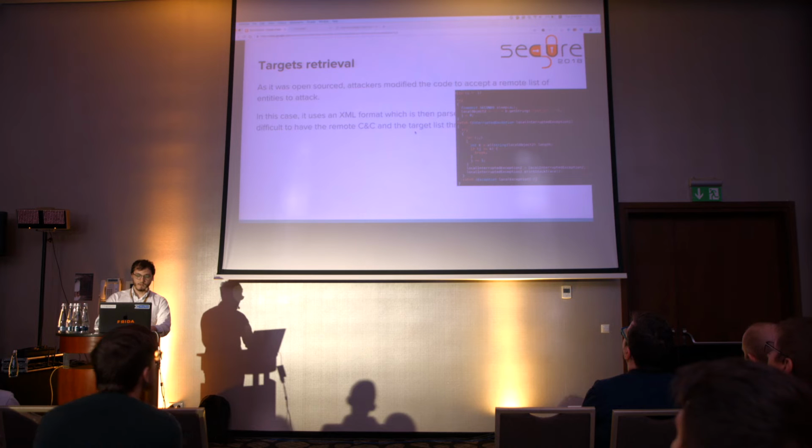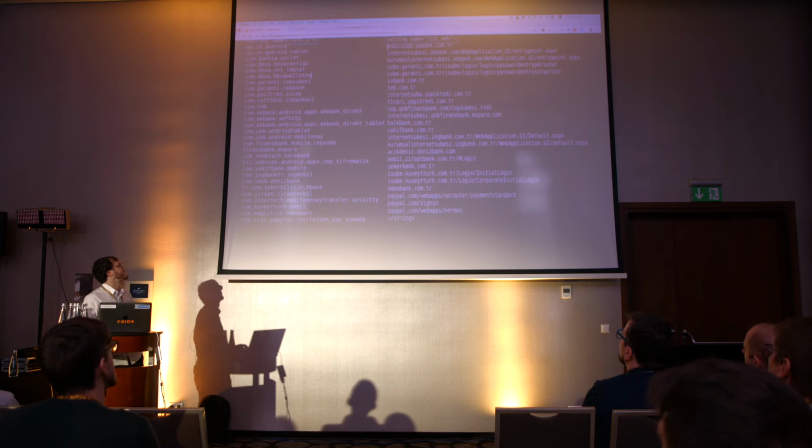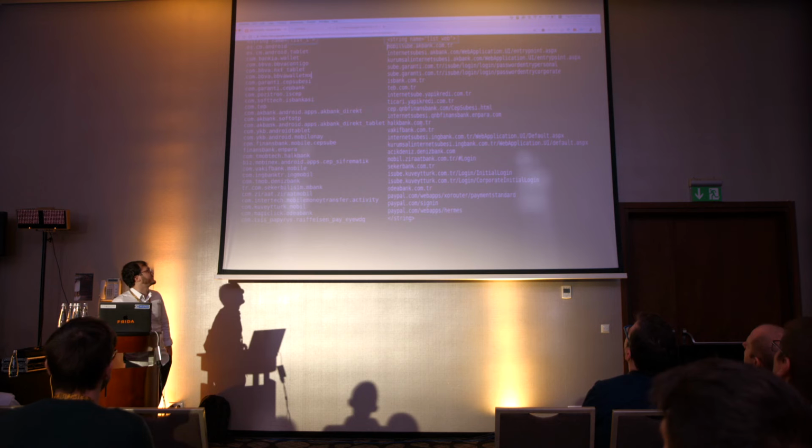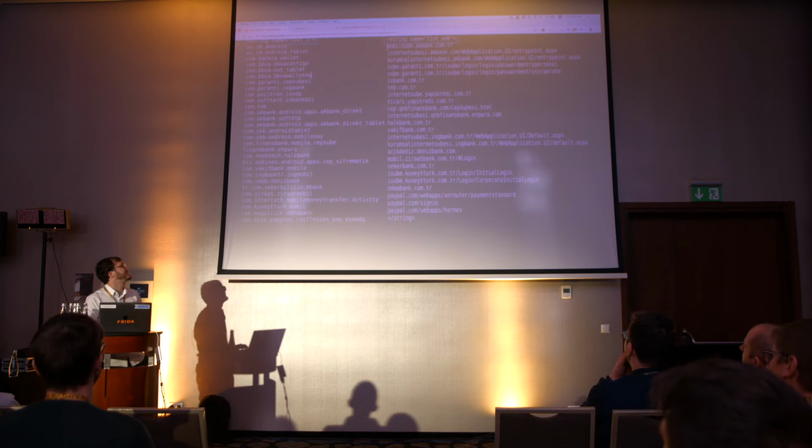So it uses an XML format to actually get the list of targets. And we can see, in this case, well, I'm from Spain, so these banks mostly are from Spain, but others are from Finland and from Russia, etc., and from Turkey. And they also try to target bookmarks. So in case you had bookmarks of your bank in your list, they would just overlay your Chrome browser or your device browser. But it was not very effective, so they didn't continue with it.